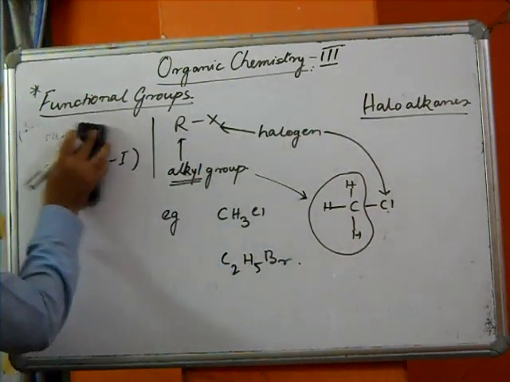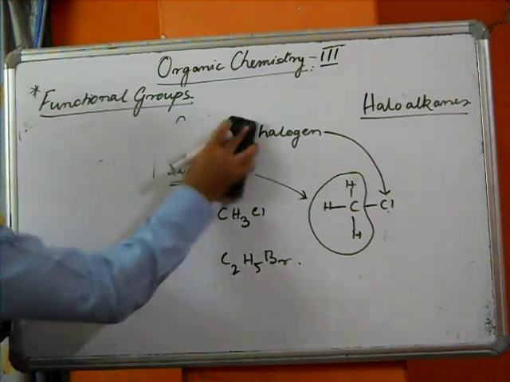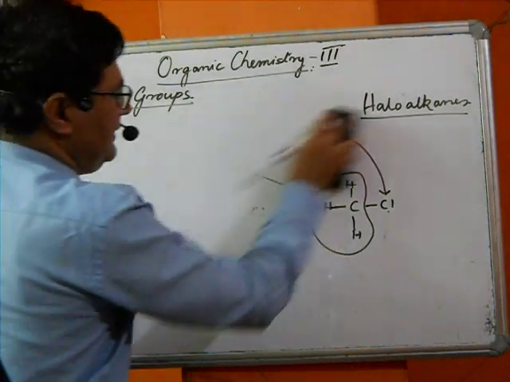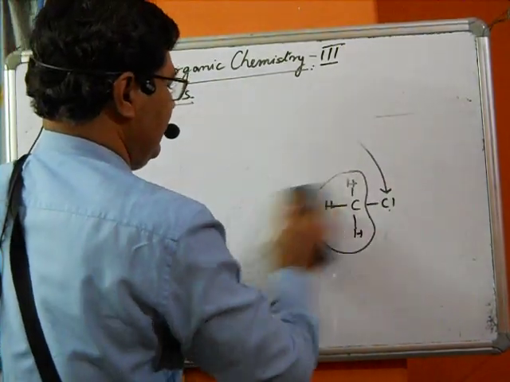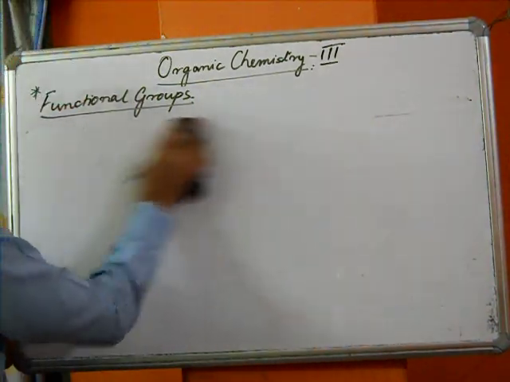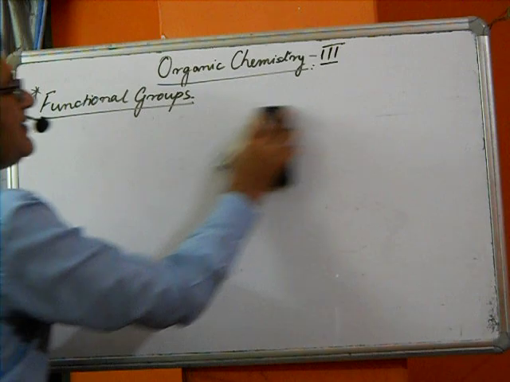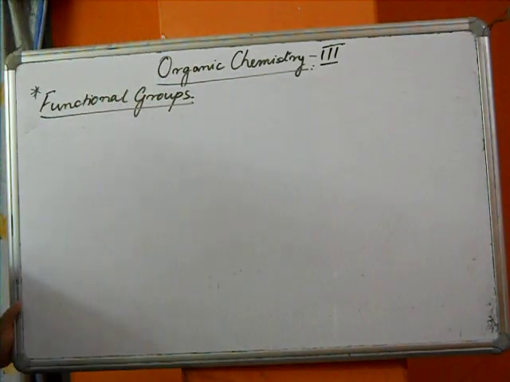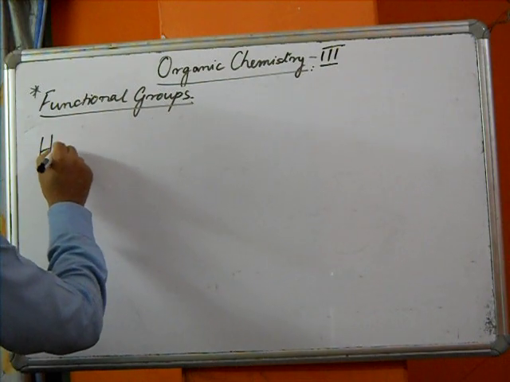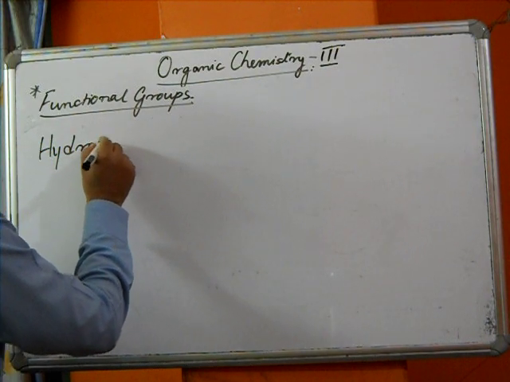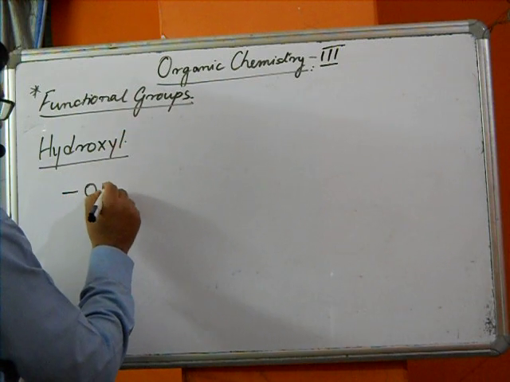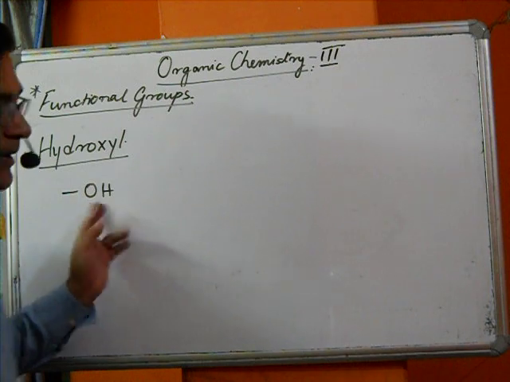Next, let us understand number 2. So we understood about halides. Next, let's understand about the hydroxy derivative. Hydroxyl. Hydroxyl means what? OH will be present. OH will be present here.